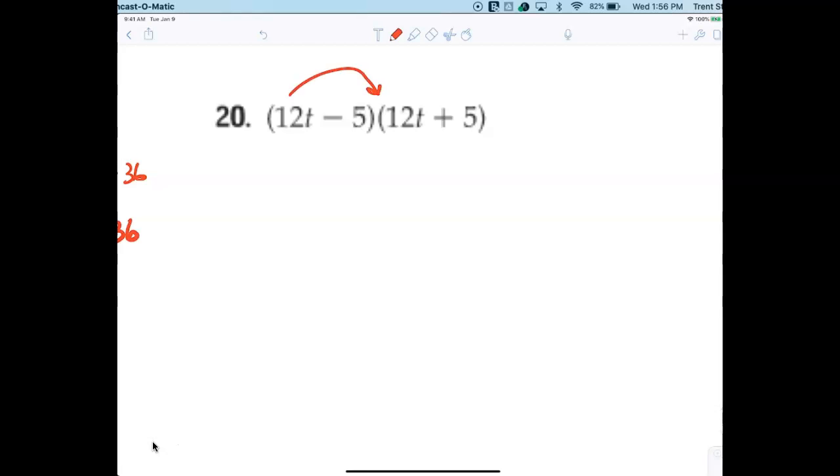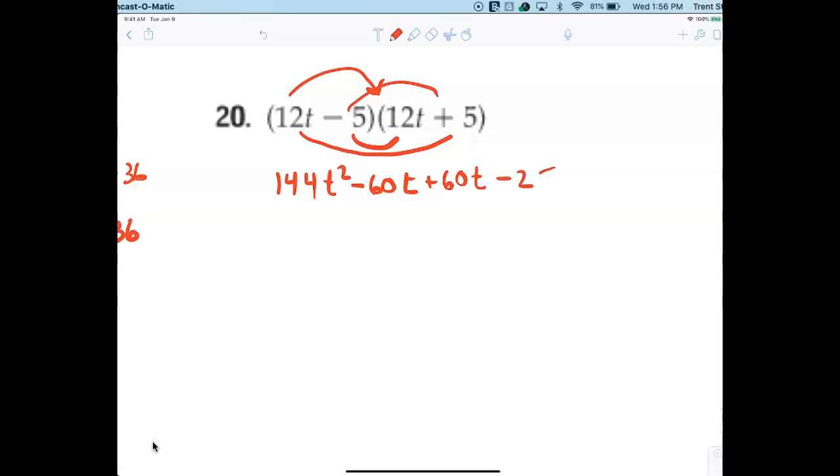12 times 12. 144. Yep. 144t squared. Negative 5 times 12, negative 60t. 12 times 5, positive 60t. And then negative 5 times positive 5, negative 25. Wow, now on this one it's nice because what happens to the middle term? Yes. So your final answer: 144t squared minus 25. Easy, easy, easy.